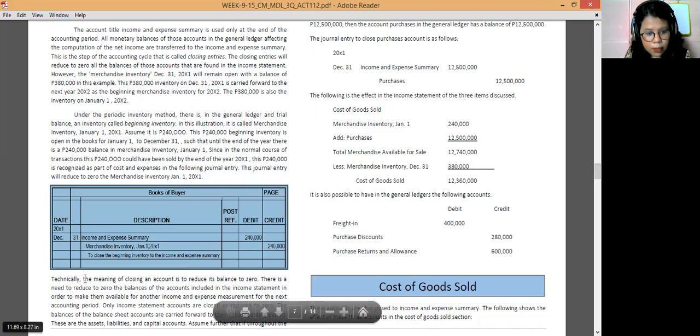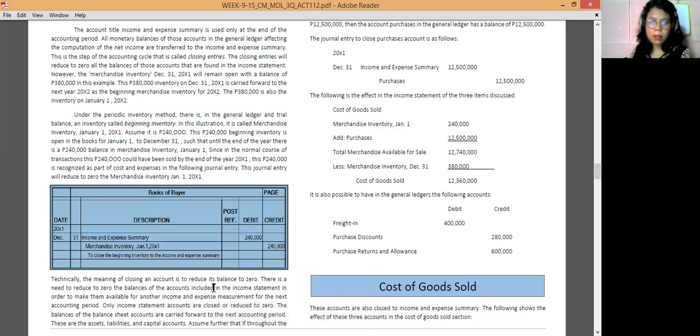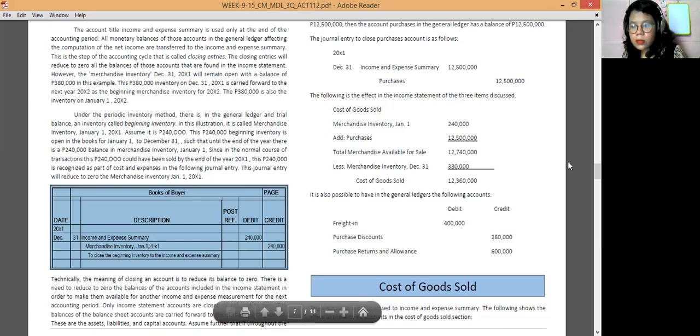Sabi dito, technically, the meaning of closing an account is to reduce its balances to zero. There is a need to reduce to zero the balances of the accounts included in the income statement in order to make them available for another income and expenses measurement for the next accounting period. So, ganun daw. Dapat, nasisiro natin yung sa inventory natin. Para at least daw is mag-move tayo para sa ating income and expense measurement for the next accounting period. Okay.